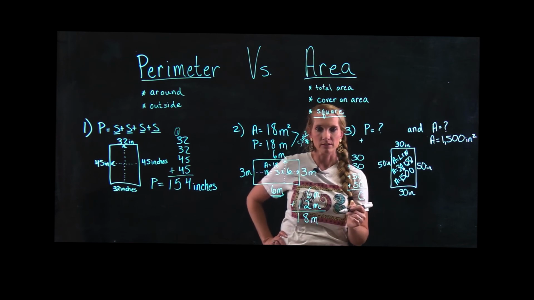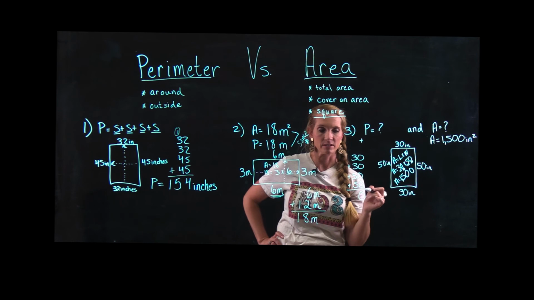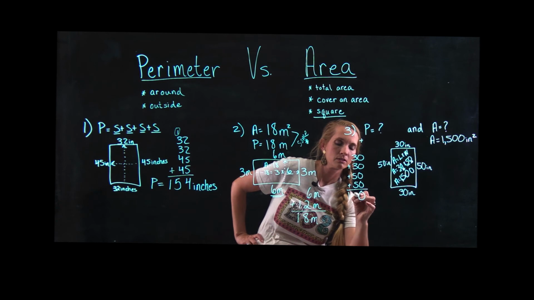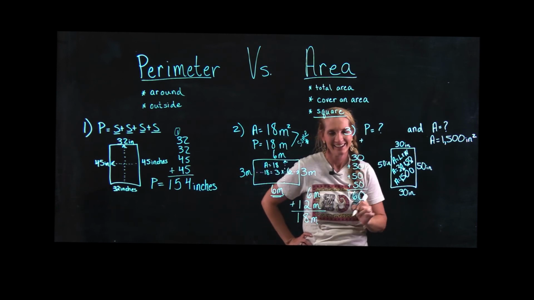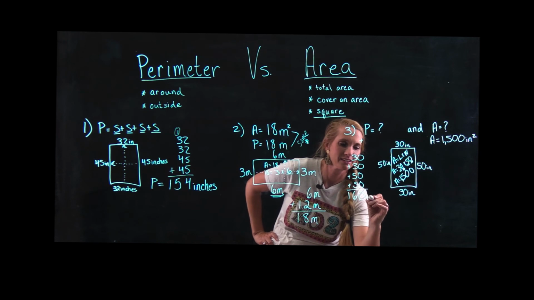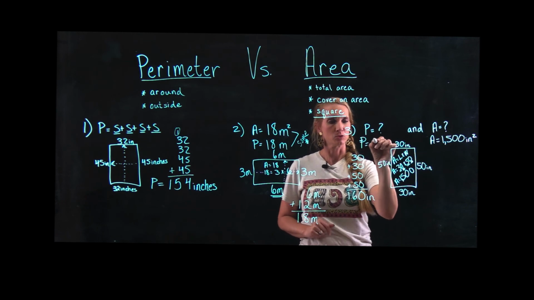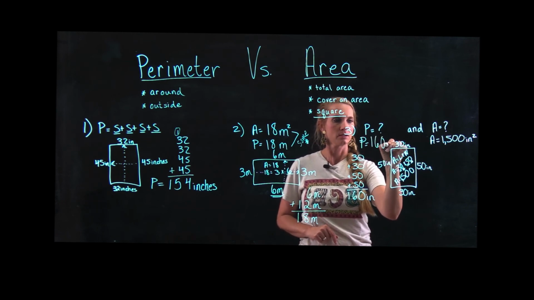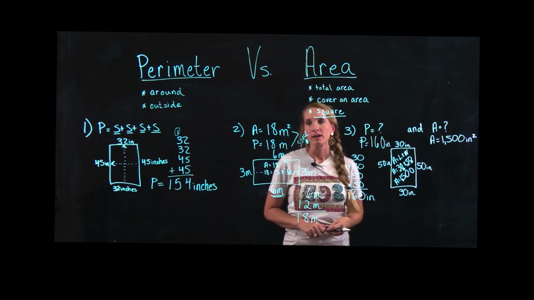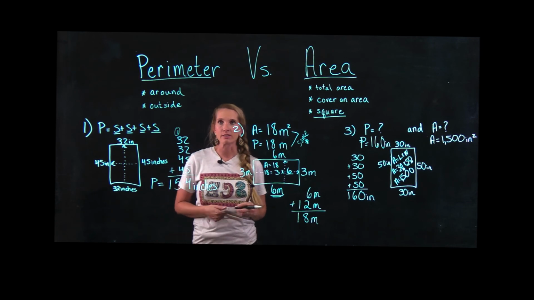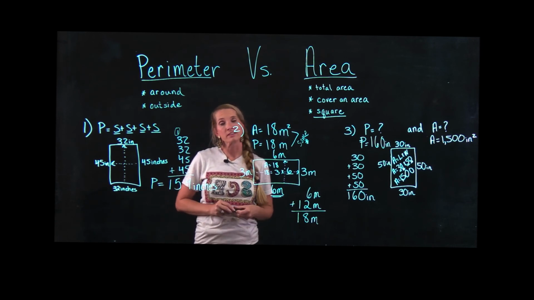Now 3 plus 3 is 6. 6 plus 5 is 11. And 11 plus 5 is... This star just went blank. 11 plus 5 is 16. So 160 inches. So now my perimeter equals 160 inches. Okay, so that's just 3 different examples that we used as far as finding the area and the perimeter of different word problems that you might see.